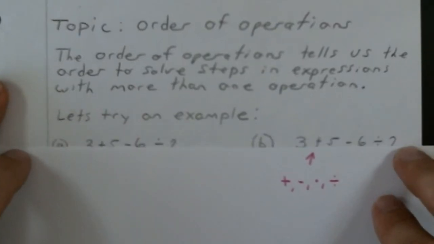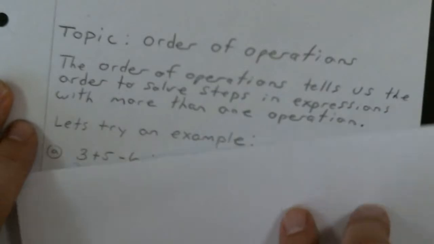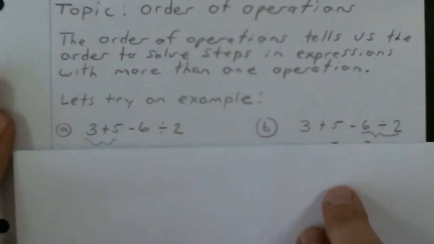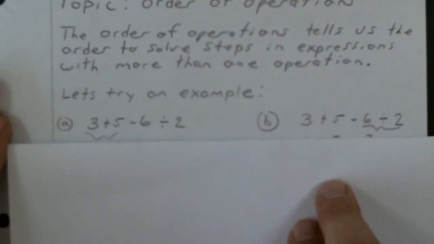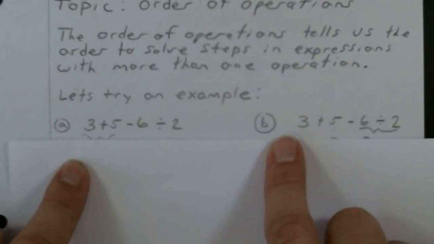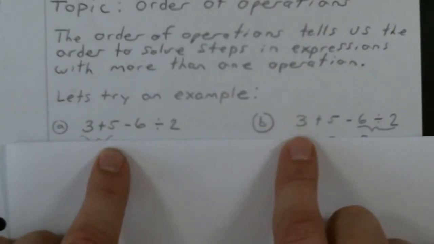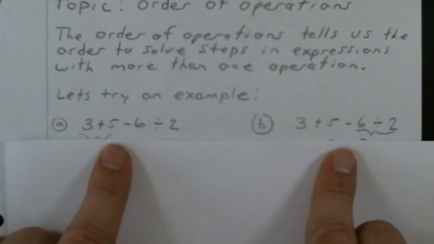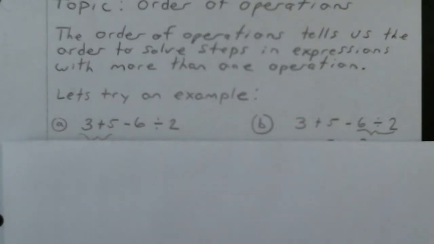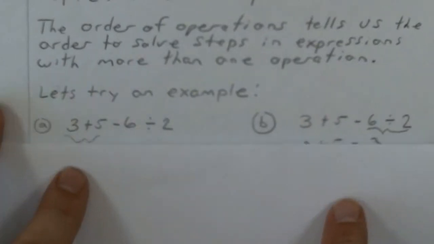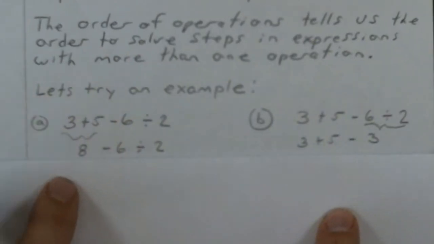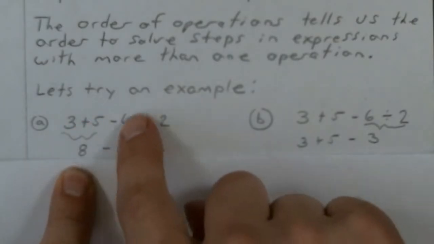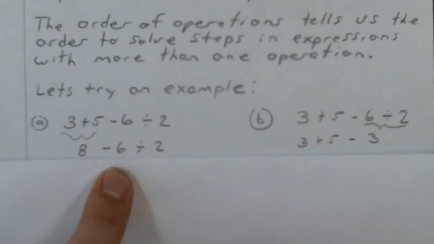And I want us to look at this one a little bit more clearly. So please write this down. And this is A and B. And you're probably thinking, okay, this is the same problem, just we're going to do it a little bit differently each time. So let's go for it. In our first one, what I'm going to do first is take 3 plus 5, which is 8, and then copy down the rest. And that's what I'm going to do there.